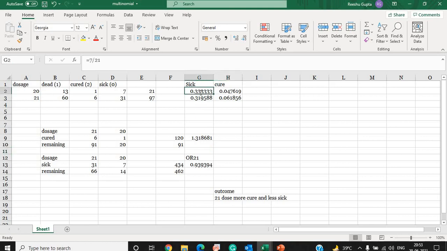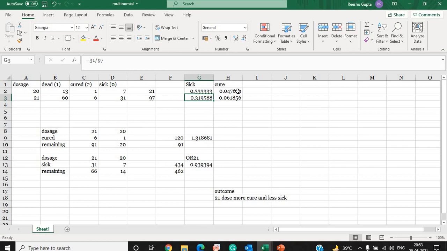You can also calculate by doing the normal statistics, like sick is 7 out of 21. Here you can see 31 are sick out of 97. The probability of being sick in case of the 20 microgram dose is less because 0.31 is lesser than 0.33. However, this number could not be significant.